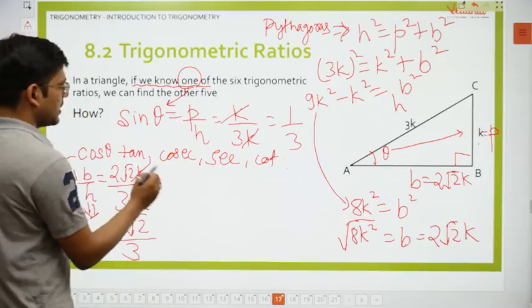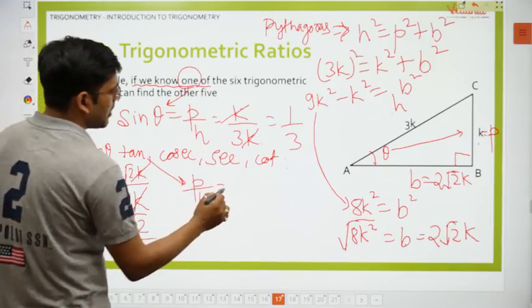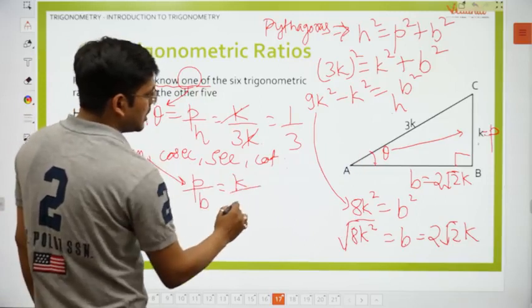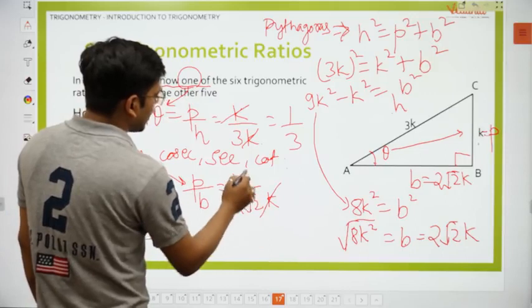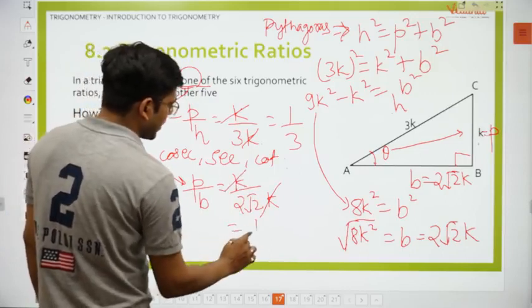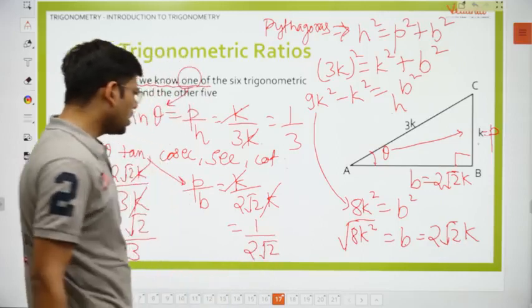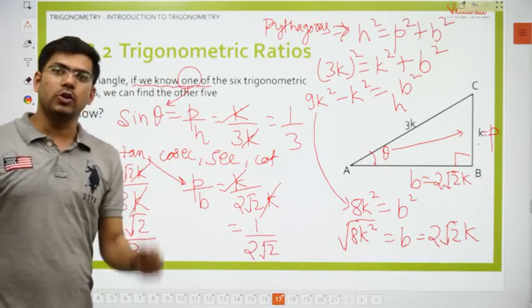Got it? Similarly for tan, tan is perpendicular by base. Perpendicular, what is perpendicular? k. Base, what about the base? Base is 2 root 2 k. K and k cancel, and the answer becomes 1 upon 2 root 2. Now, I guess similarly you would be able to find all the remaining 3 ratios.